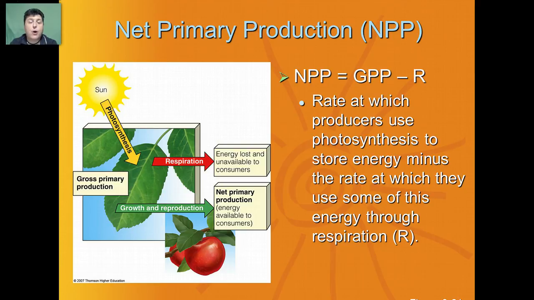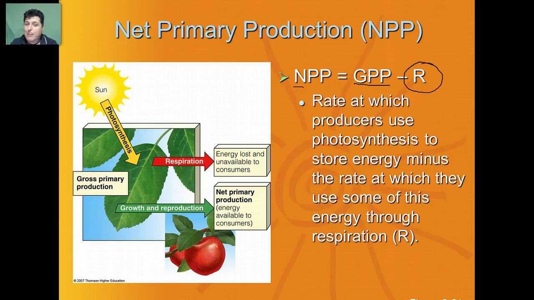Now, not all of the production is going to be able to be passed on to our consumers. The producers themselves need a small amount of that energy in order to provide for their own metabolism. So if we take the gross primary productivity and subtract that amount of energy which is necessary for the plant survival, what we have left over is called our net primary productivity.